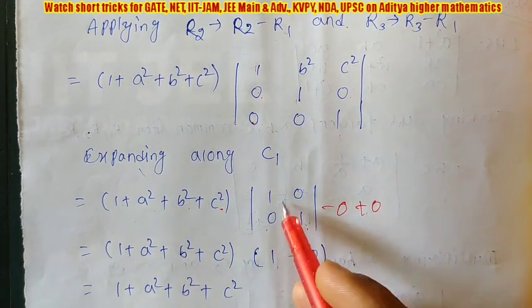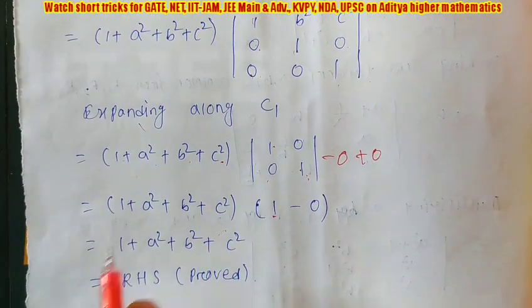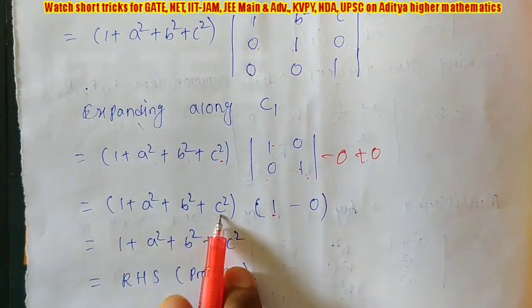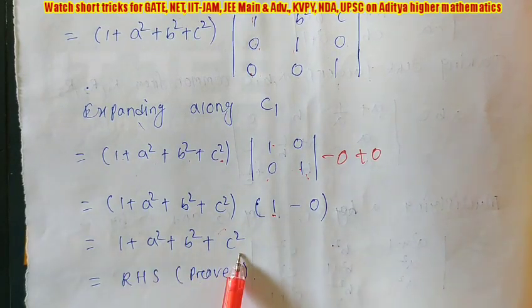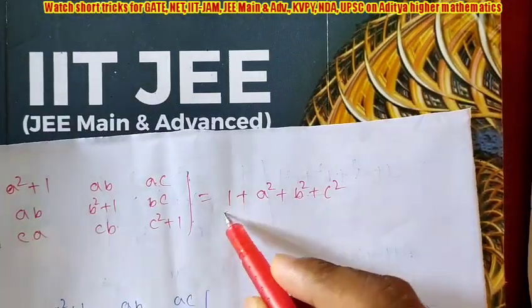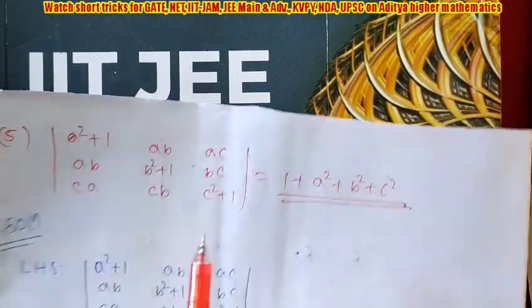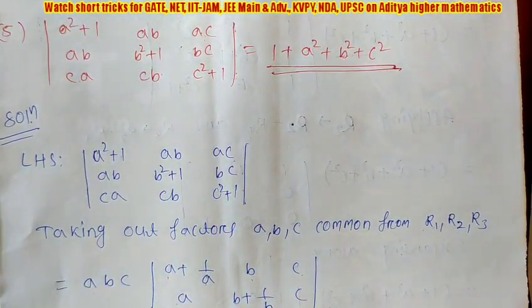So now you can see 1 times 1, we are getting 1 minus 0. So what is coming? 1 plus a square plus b square plus c square, multiplied by 1, is 1 plus a square plus b square plus c square, which is the RHS. You can see the RHS. Now you can see, a difficult question, how I have solved it in two steps.